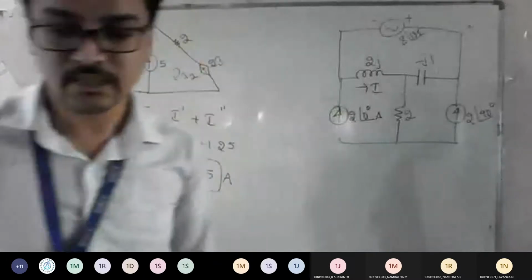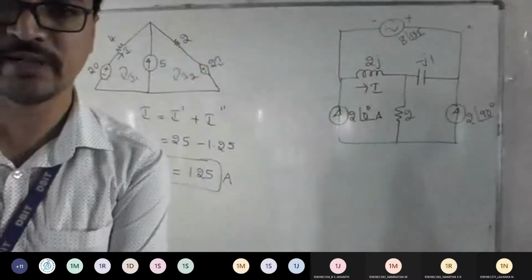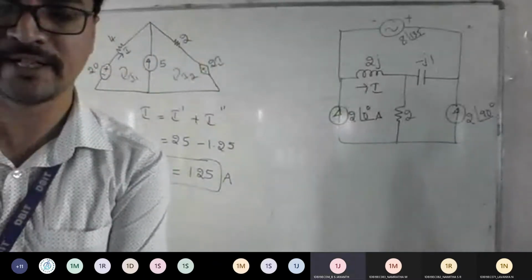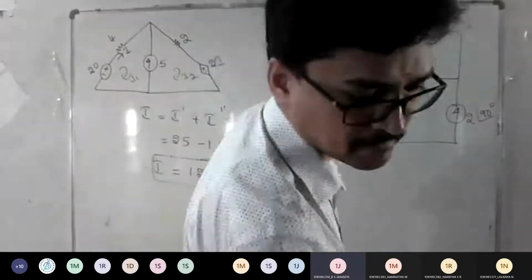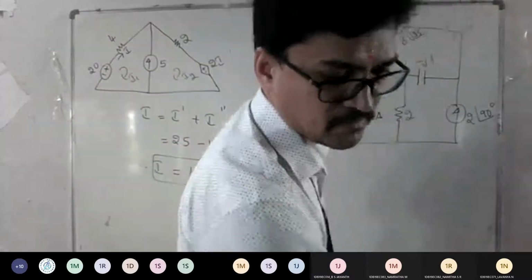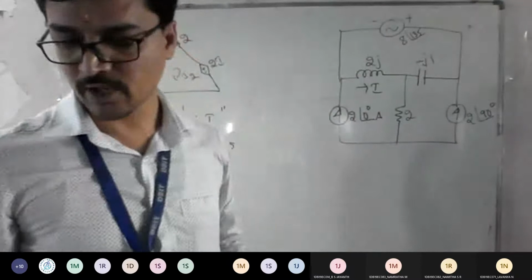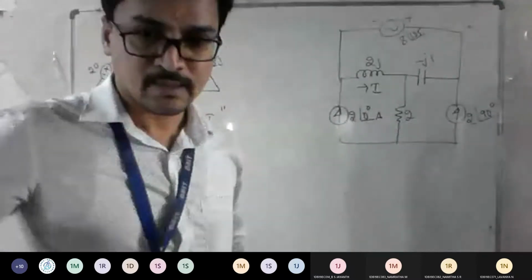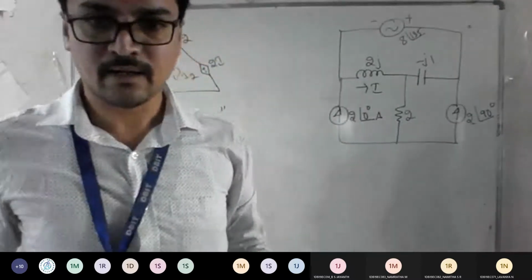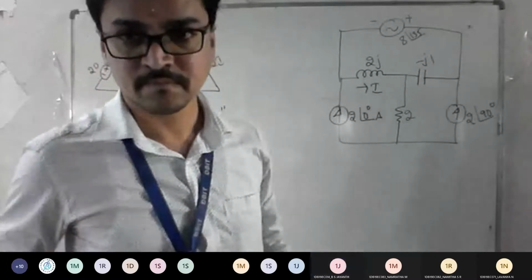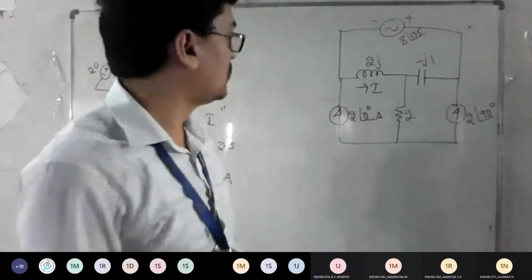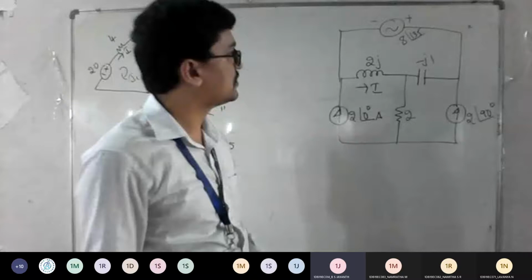So across what is I flowing? Across which element here? Across the inductor, sir. Is it audible, everyone? Across which element are we supposed to find I? Across the inductor, sir. Good. Across the inductor 2J. Okay.